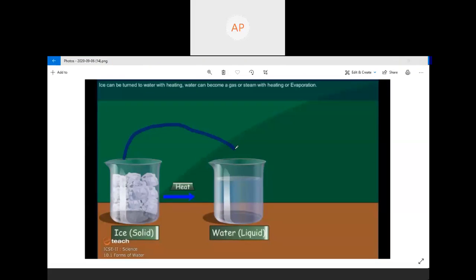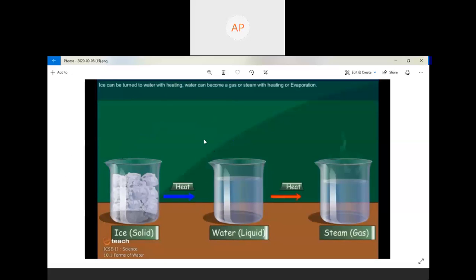Next, again you heat it. When you heat the liquid form, that is water, what happens? Yes, steam comes out, right? When you heat the water, immediately the steam, that is water vapor, comes. What change will you be able to see? Only steam coming out, that's all.